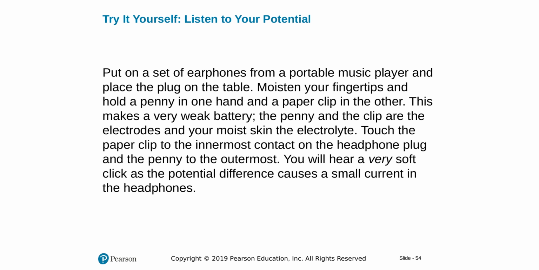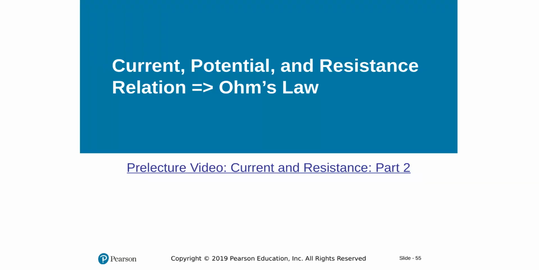Put in a set of earphones from a portable music player and place the plug on the table. Moisten your fingertips and hold a penny in one hand and a paper clip in the other. This makes a very weak battery. The penny and the clip are the electrodes, and your moist skin is the electrolyte, a kind of chemical that is needed for batteries. It's your body. Touch the paper clip to the innermost contact of the headphone plug and the penny to the outermost. You will hear a very soft click as the potential difference causes a small current in the headphones. If you have the earphones, go ahead and try this.